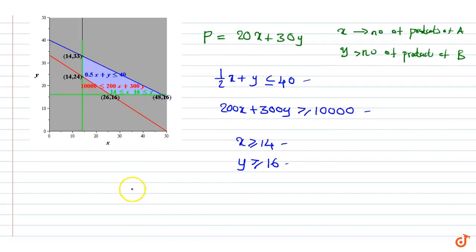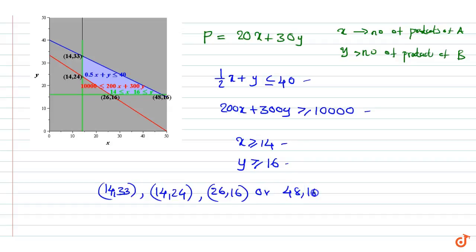The maximum profit occurs at the corners of the feasible region. Here this shaded region is the feasible region. So the maximum profit occurs at the corners of the feasible region. So it occurs at (14, 33) or (14, 24) or (26, 16) or (48, 16).